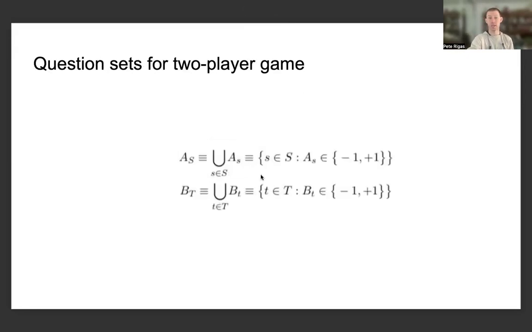And the question sets for the two-player games, as we had alluded to, can explicitly be written out as A sub big S and B sub big T, where each one of these question sets can be identically expressed as a union over little s in big S, as well as little t in big T, of A of S and B of T respectively, which is given by the collection of little s in big S, where A of S is either +1 or -1, as well as for Bob's tensor of answers, the collection of little t in big T, such that B of T is either +1 or -1.